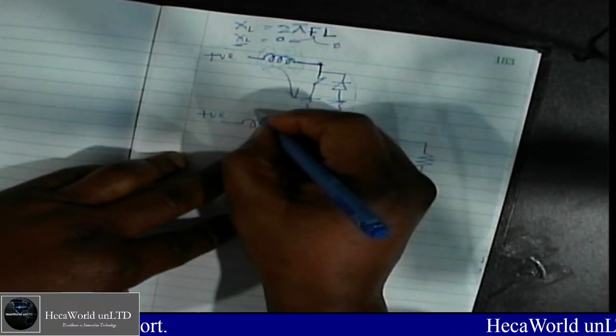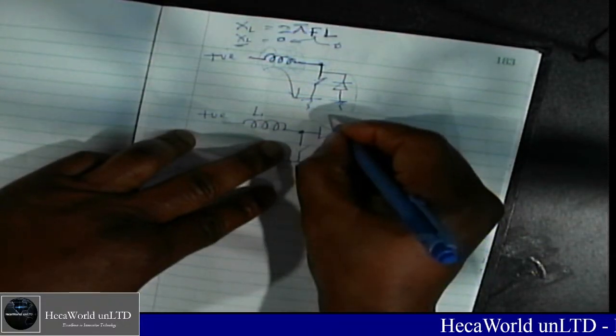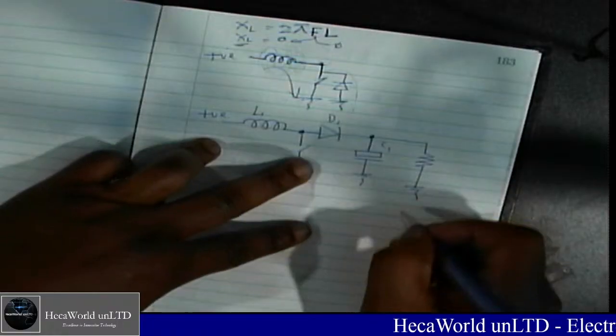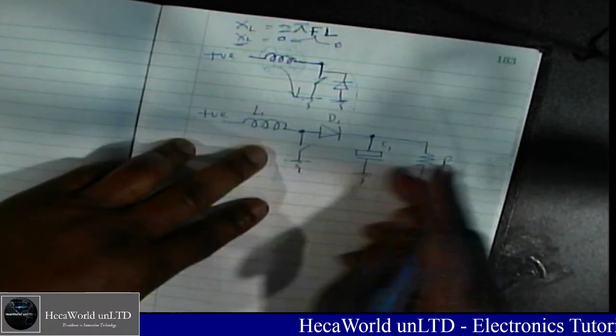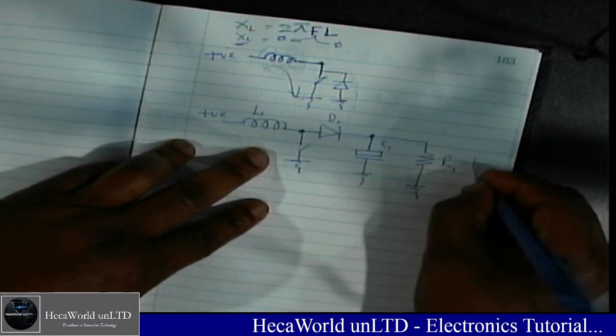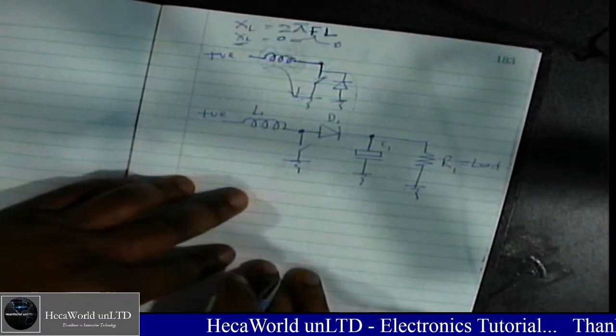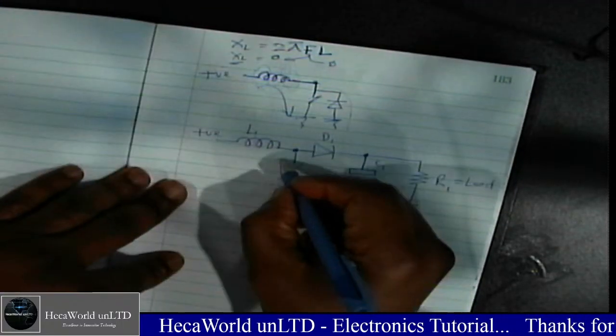Right, so this is my L1, inductor 1. This is my D1, diode 1. This is my C1, capacitor 1. And this one, I can call it my R1 now, because I have no R in the circuit, R1, which is my load.